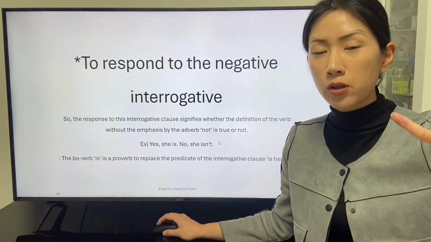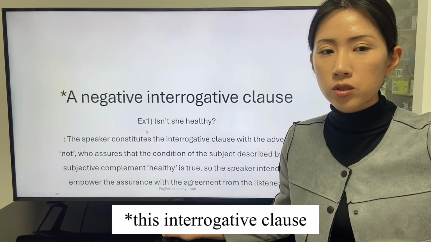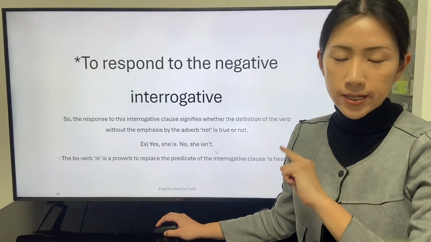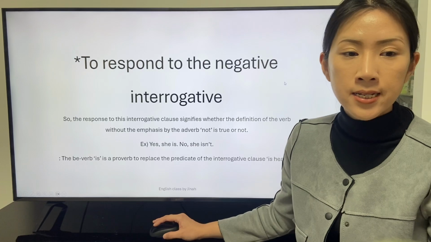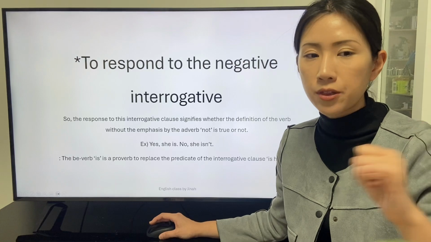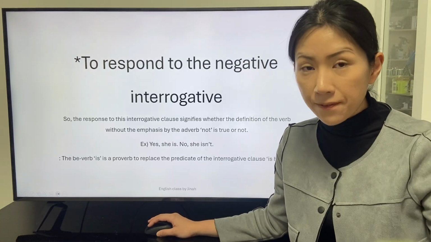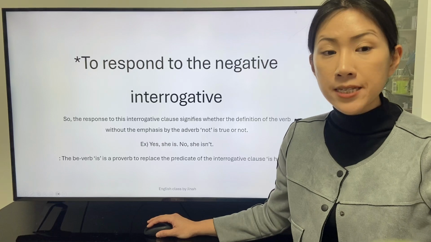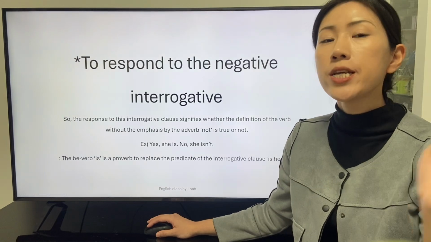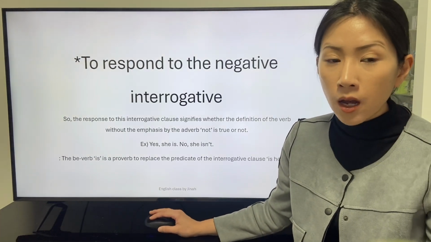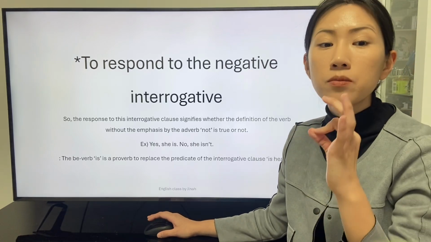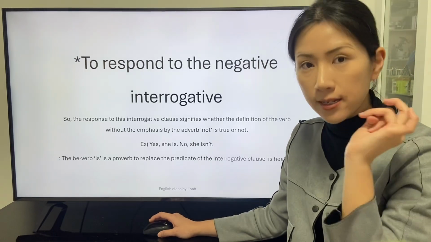The responses to this are these. Yes, she is. No, she isn't. The be-verb is a proverb to replace the predicate of the interrogative clause, is healthy. So the positive response, yes, she is, is abbreviated from the clause, yes, she is healthy. The negative response to the question is abbreviated from the clause, no, she isn't healthy.